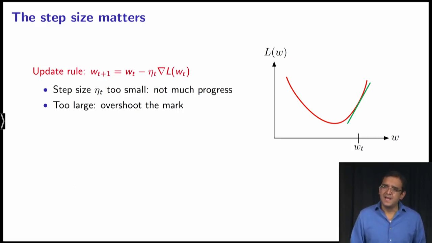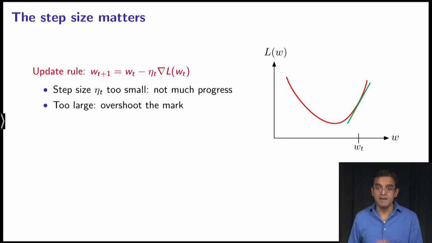But if we did that, what it would mean is that w would only change a tiny bit on each iteration, and progress would be very slow. So that's not really something we'd like to do. We'd like to set eta larger. But if we set it too large, then we might overshoot the mark and end up at a worse place than where we began.